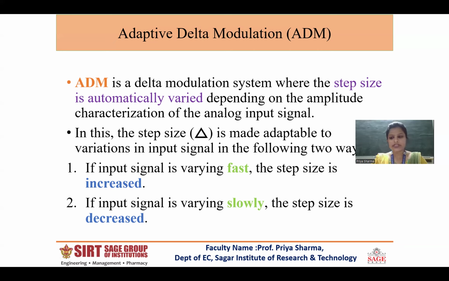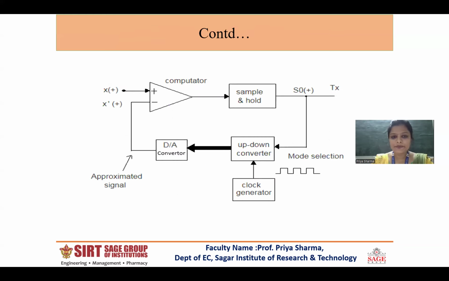This amounts to discrete changes in the value of the step size in accordance with the changes in the input signal levels. The receiver must be able to adapt step sizes in exactly the same manner as the transmitter. Since the transmission consists of a series of binary digits, the step size must be derived from this bit sequence. So this is basically the block diagram of adaptive delta modulation.